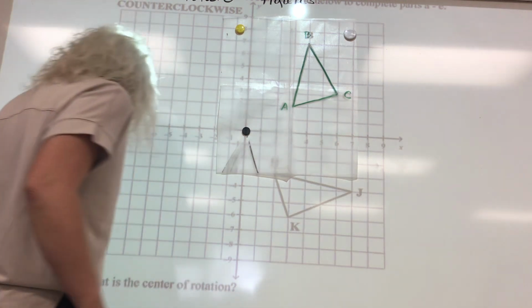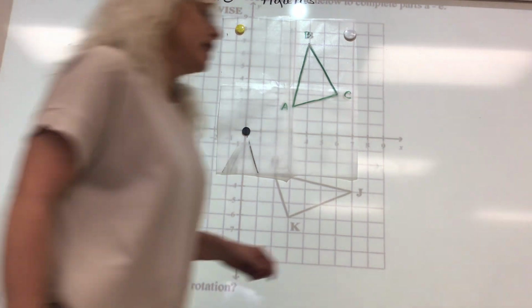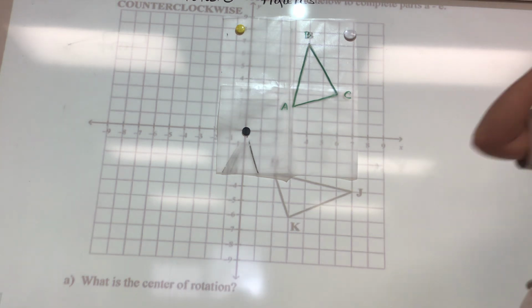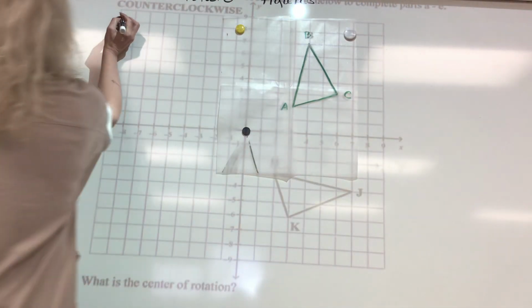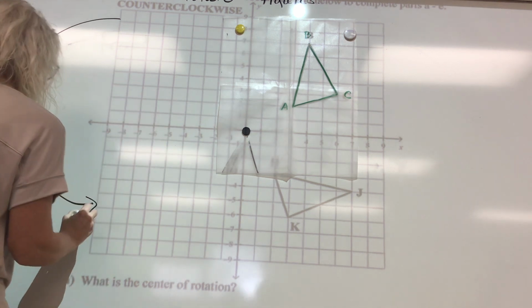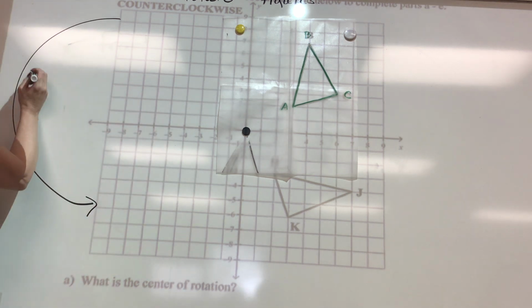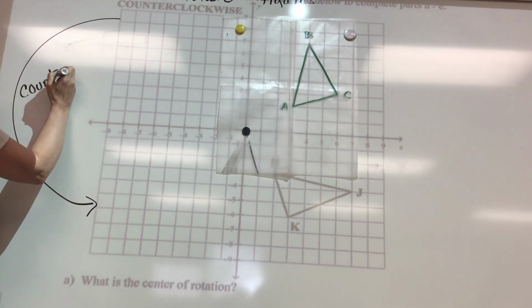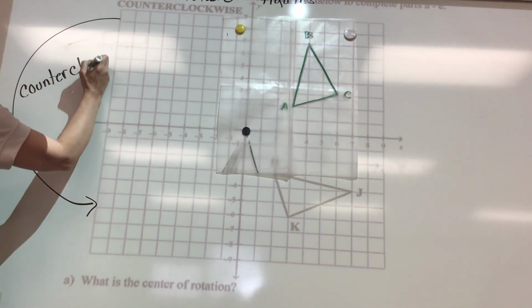And which way does it say for me to rotate this? Counterclockwise. So now, on your paper, instead of going clockwise, like the hands on a clock, you're going to go this way. So draw your little arc and label it counterclockwise.